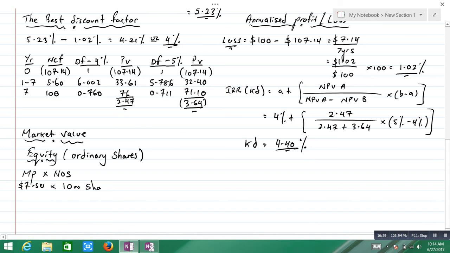Next will be the debt, which is your bond. Now to calculate the market value for debt, if you still remember, the formula is book value equals market value times 100 over price, and then you're going to reverse the formula to find the market value: book value times price over 100.